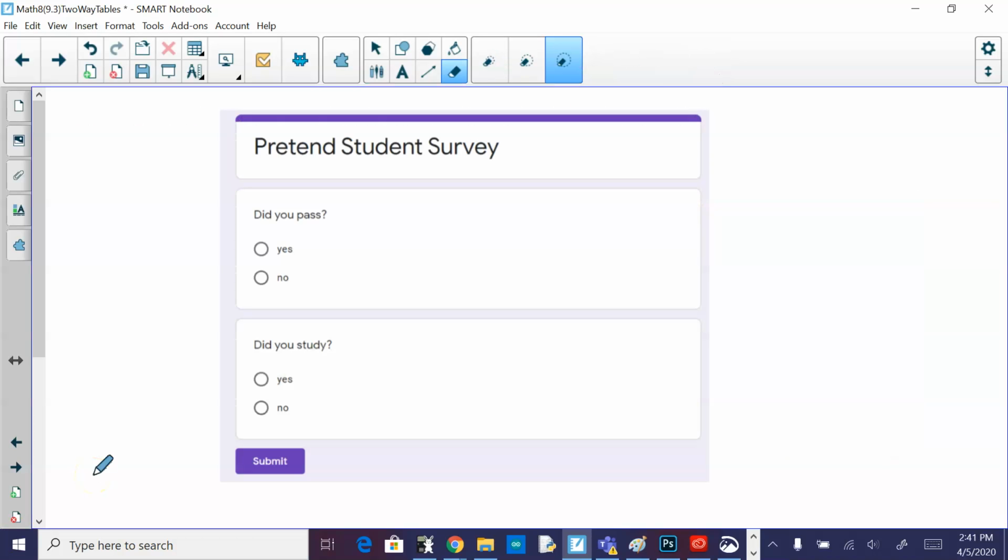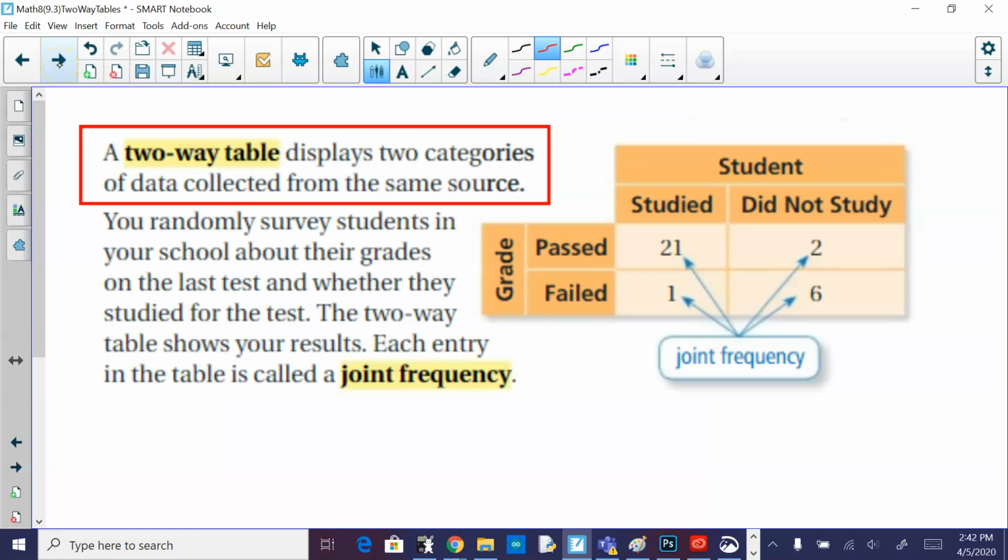So here's another survey. Maybe this was given after a test. It's asking, did you pass the test, yes or no? Did you study for the test, yes or no? And this survey comes from our textbook, where there's actually a really good definition of what a two-way table is. A two-way table displays 2 different categories of data collected from the same source.